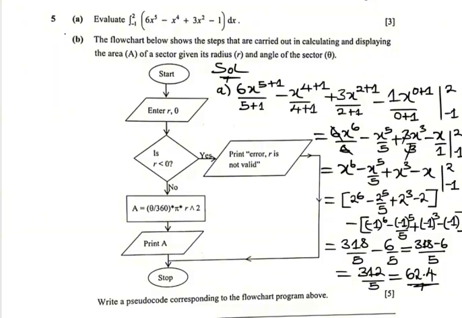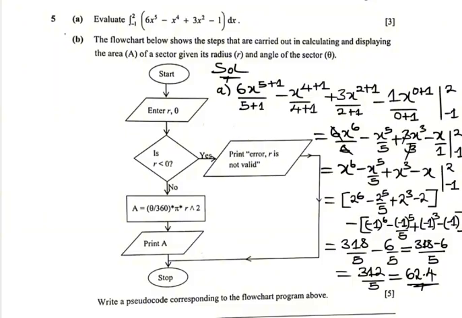Moving on to B. The question reads: the flowchart below shows the steps carried out in calculating and displaying the area A of a sector given its radius r and angle of the sector theta. The steps start with the start box, then enter r, theta. Then in the decision stage: is r less than 0? Yes: print error, r is not valid. No: area equals (theta over 360) multiplied by pi, multiplied by r squared. Then the output is print A, then stop.